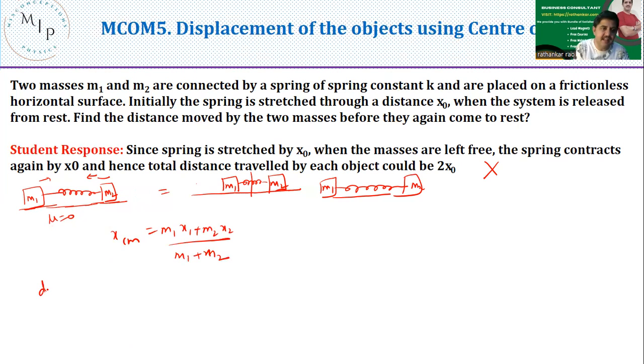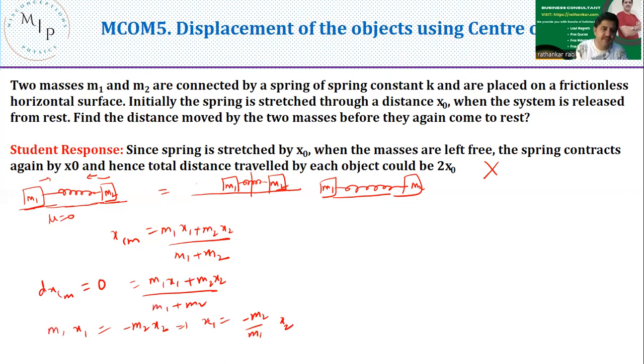Then dXCM. What is dXCM? The change in the value of XCM should be equal to 0 because these are all internal forces, right? This pulls and then once again leaves. So for internal forces, M1X1 plus M2X2 divided by M1 plus M2 should be equal to 0. In other words, M1X1 should be equal to minus M2X2, or I should be able to write X1 equal to minus M2 by M1 into X2.